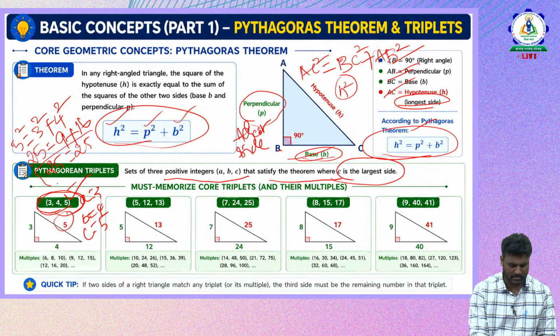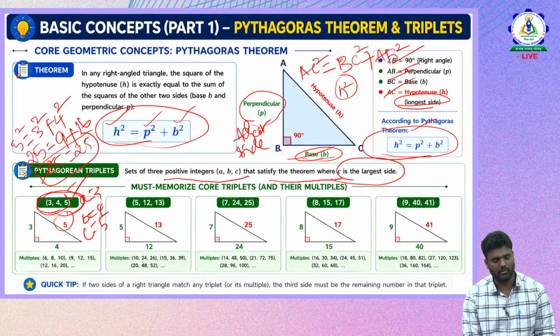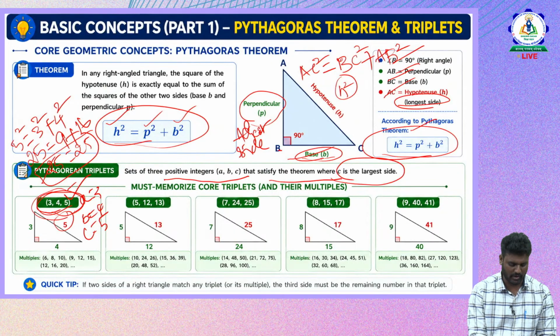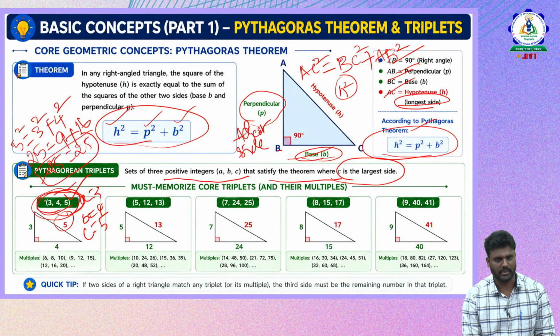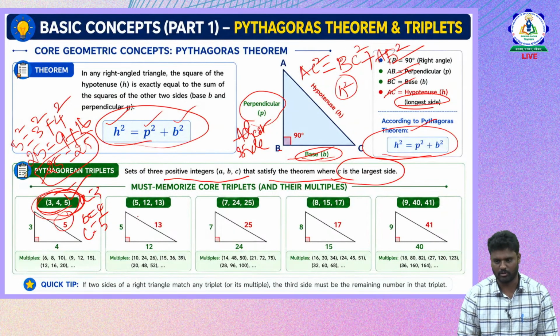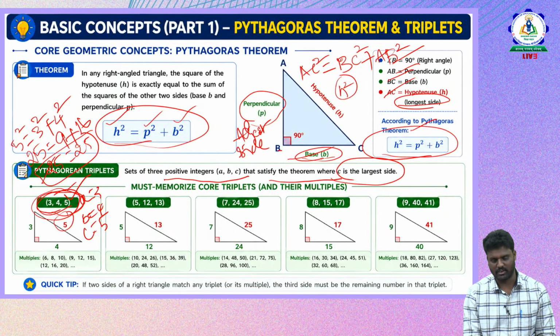So when the values are positive integers satisfying the Pythagoras condition, then with these 3, 4, 5 values, we say that these are the Pythagorean triplets. For any competitive exam, even for the CTET, we need to remember at least 5 Pythagorean triplets.